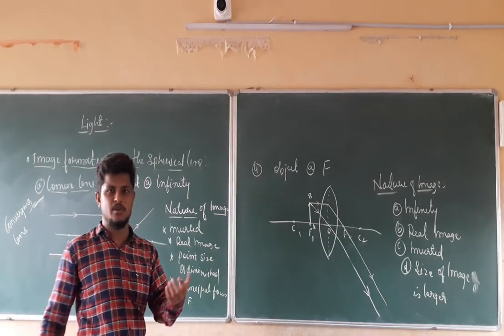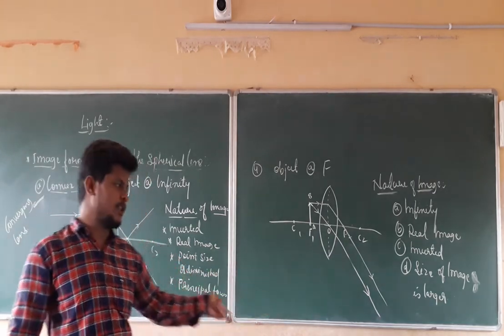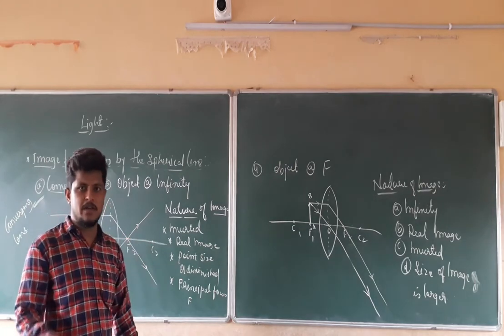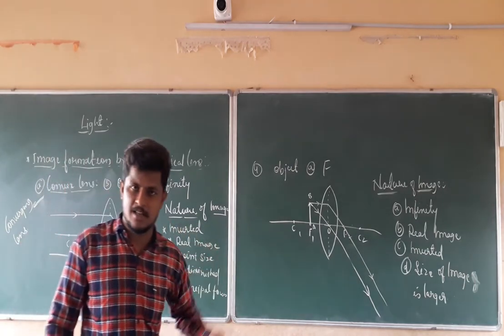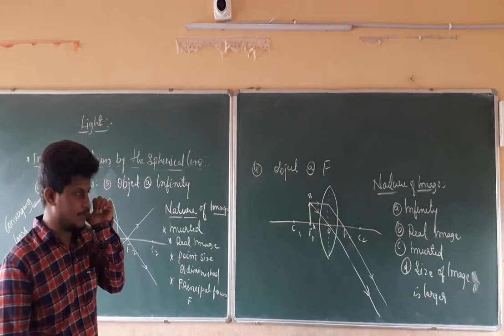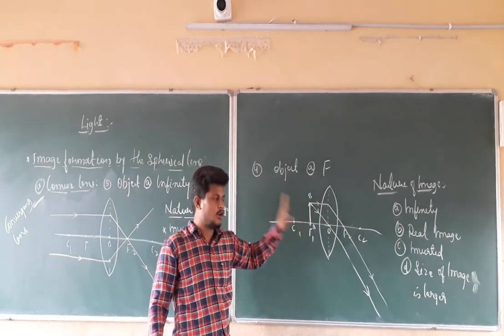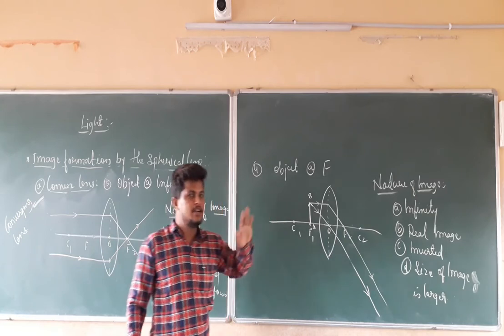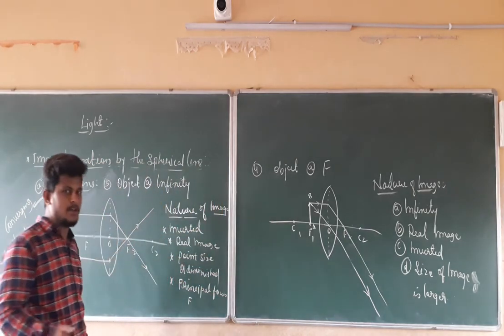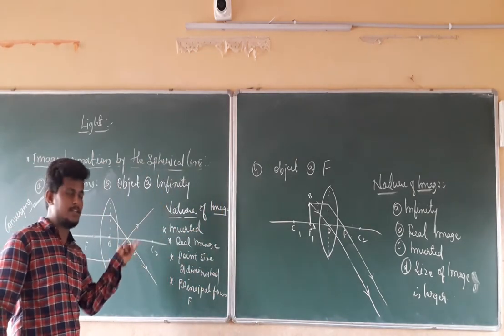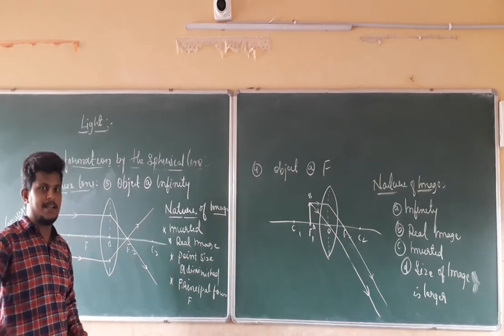In the next class we are going to discuss the further two ray diagrams that come in this topic, and the ray diagrams in case of the concave lens. Up to that point, draw the ray diagrams accurately and try to remember all those things. When you compare them, the first two ray diagrams and the second two ray diagrams are interlinked.